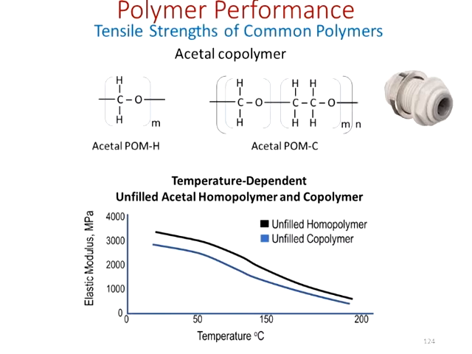So we look at the temperature dependence of the unfilled acetal homopolymer and the copolymer. They follow the same trend, except there's less area under the curve for the unfilled copolymer system. So you have the homopolymer, more area under the curve. Therefore, it is a different polymer. It is a unique polymer, and for many of the applications, you might be able to use them interchangeably.